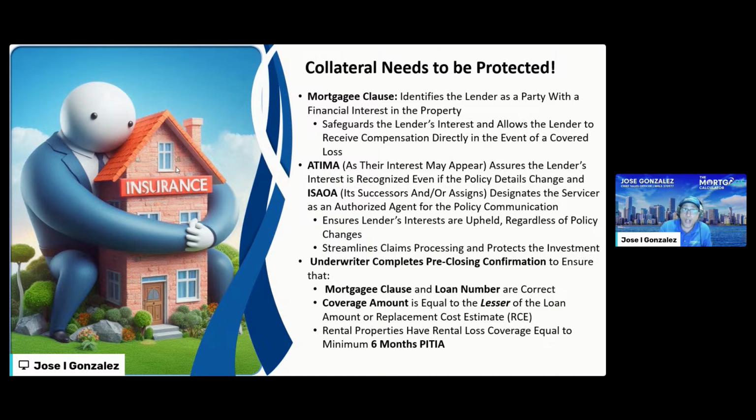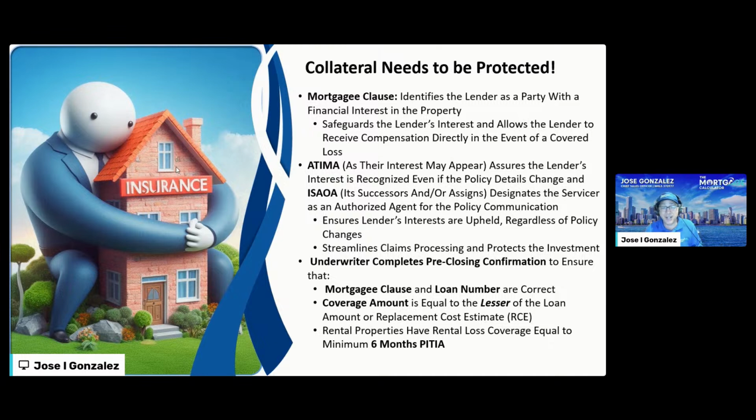the mortgagee clause identifies the lender as a party with a financial interest in the property. So this safeguards the lender's interest and allows the lender to receive compensation directly in the event of a covered loss. So the check's not going to go directly to the borrower in the borrower's name only, because you know what's going to happen there, right?